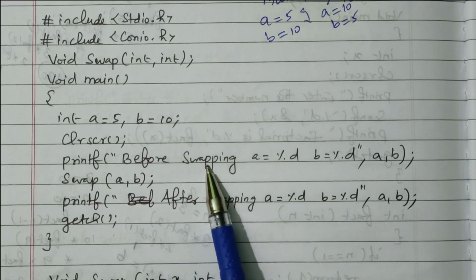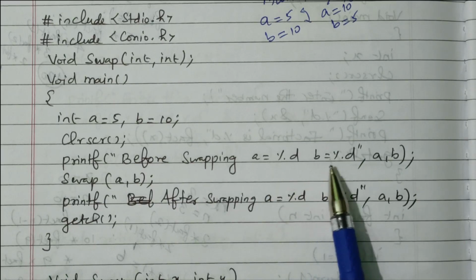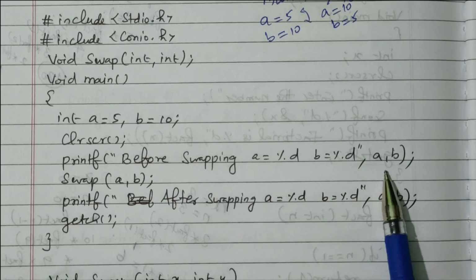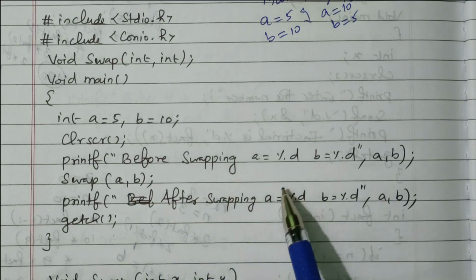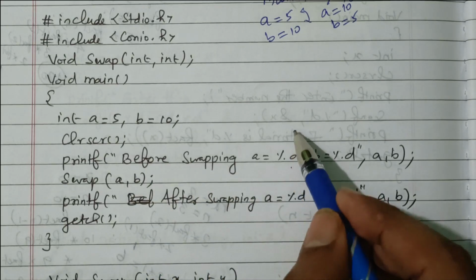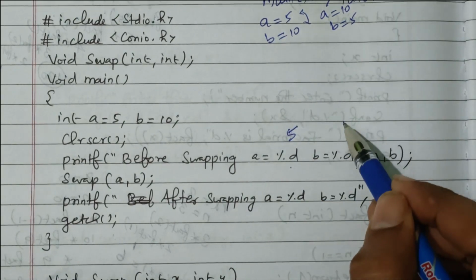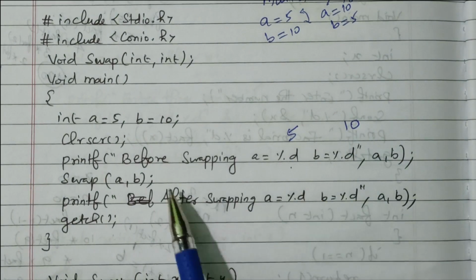So printf before swap, a equal to, b equal to %d, a comma b. So here we are printing before swapping. What value will come? Here a equal to 5, b equal to 10, because we have not swapped yet.